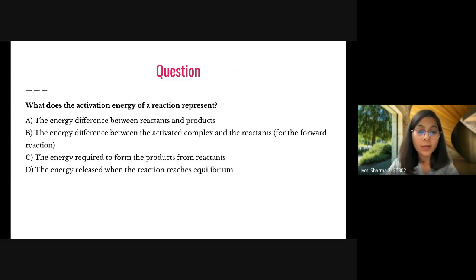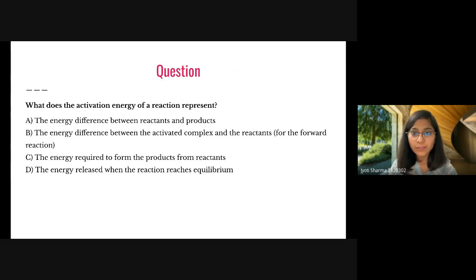So the next question is, what does the activation energy of a reaction represent? So I have four options: the energy difference between reactant and product, the energy difference between the activated complex and the reactant for the forward reaction, the energy required to form the product from reactant, and energy released when the reaction reaches equilibrium. So what should be the answer for this? What does the activation energy of a reaction represent?